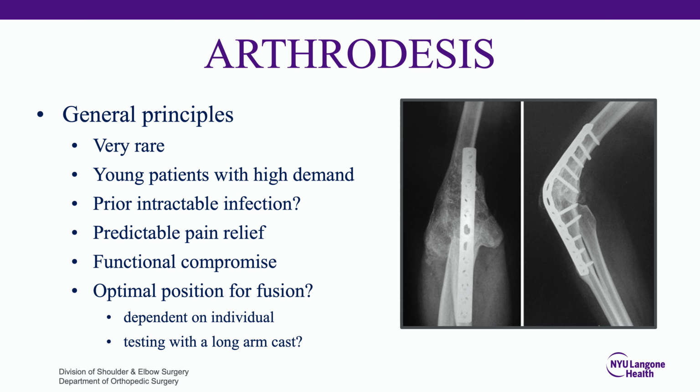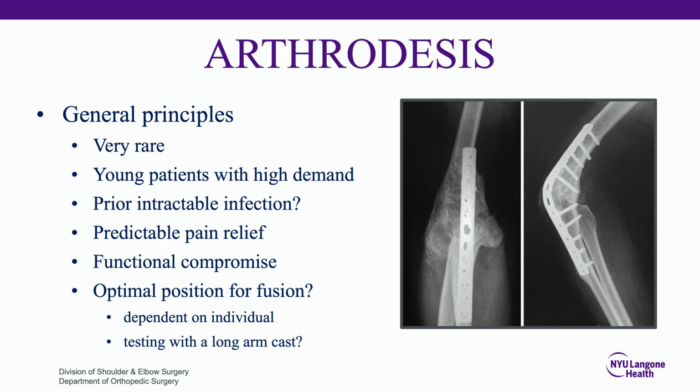Next topic, or next treatment option, is arthrodesis about the elbow. This is very rare, and in fact, it's so rare that I've never done one of these. It is very unlikely to come up as a test question. However, for completeness' sake, we should discuss it briefly. You're going to basically reserve this for patients with high demand and possibly with an infection that you just can't get rid of.